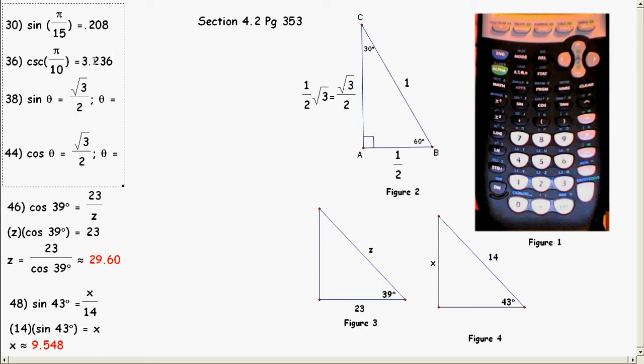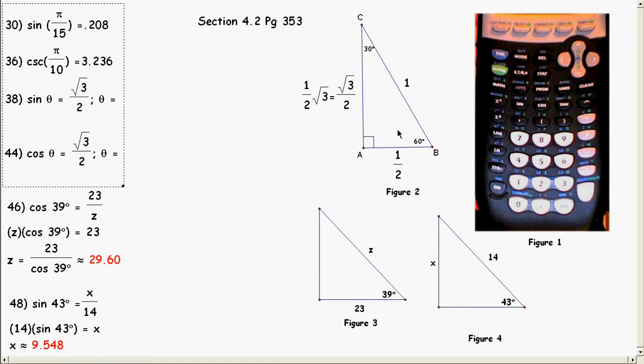Okay, 38 and 44. The instructions for those two are: find the acute angle theta that satisfies the given equation. Give theta in both degrees and radians. You should do these problems without a calculator. So for 38 and 44, I'm going to refer to figure number 2, which is a 30, 60, 90 degree triangle.